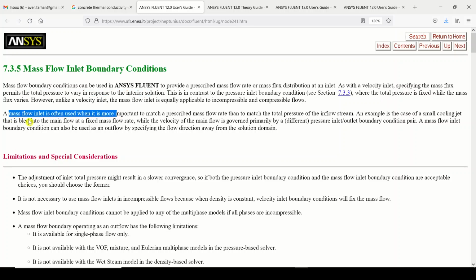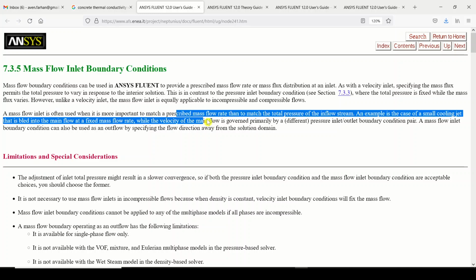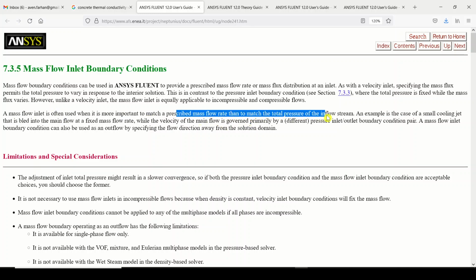So we can just see over here, the mass flow inlet is often used when it is more important to match a prescribed mass flow rate than to match the total pressure of the inflow stream, right? So we know the mass of gases which are coming out in kgs per second. So we will just be entering that particular value.